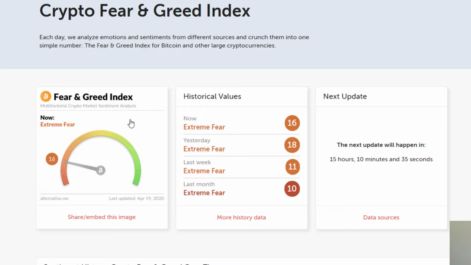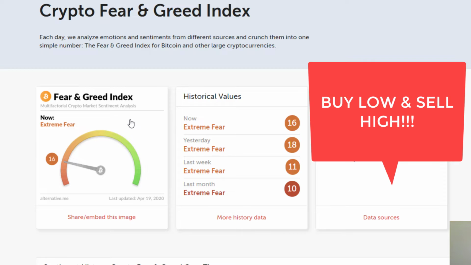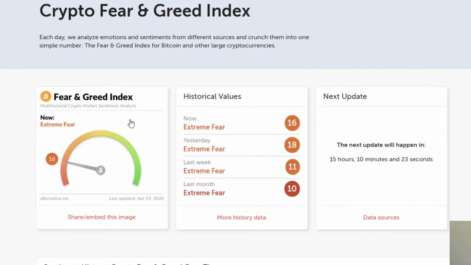crypto assets market. Okay, it is useful because as a trader, the general rule is to buy low and to sell high, and the usual sentiment is that when the market is fearful or scared, that's the time to be buying.